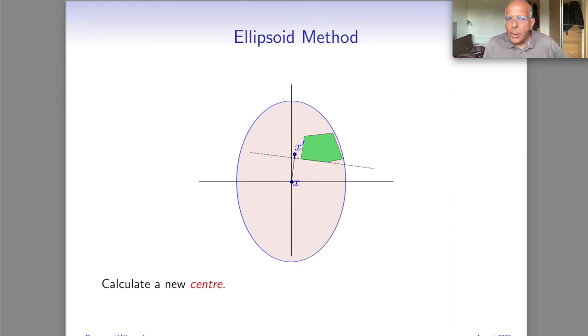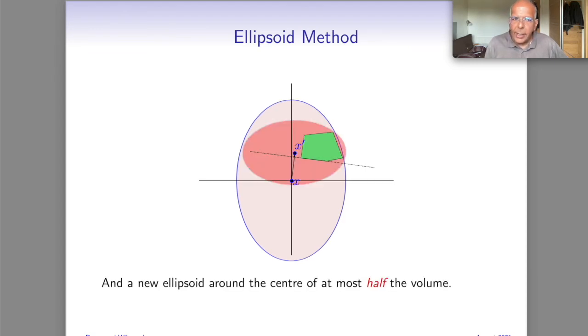This allows you to calculate a new center by essentially projecting x to the hyperplane, in this case the line defined by the constraint. And we can then calculate a new ellipsoid that is centered at this new point. And this is the key point. You can show that this resulting ellipsoid has at most half the volume of the one you started with.